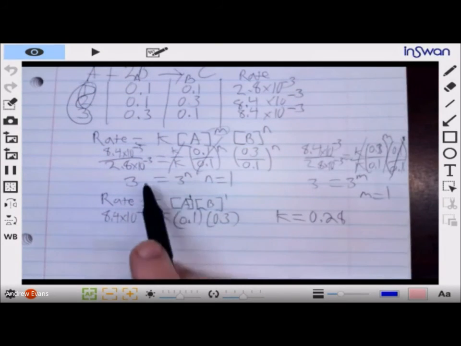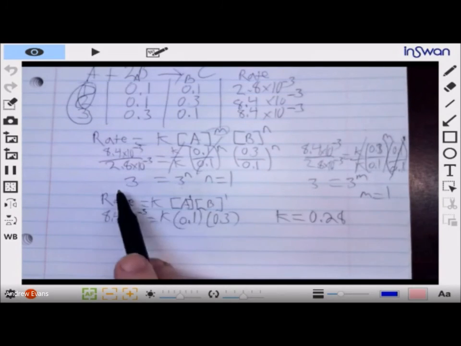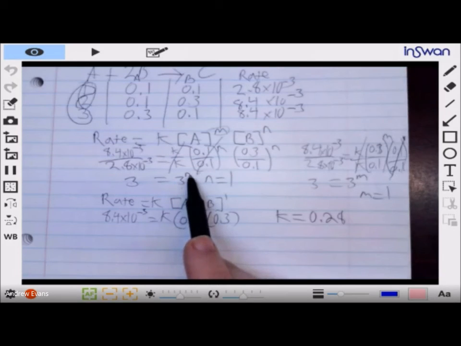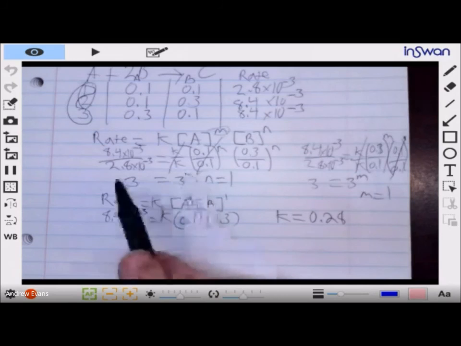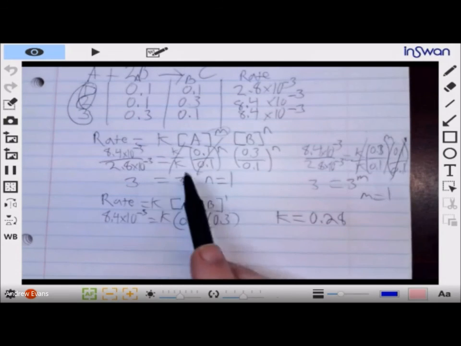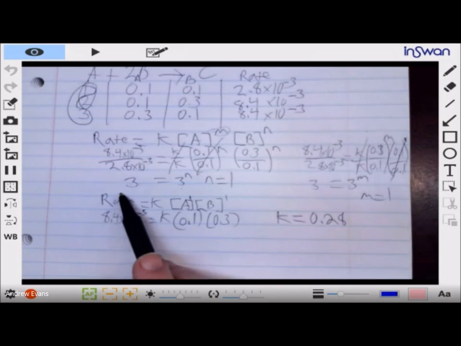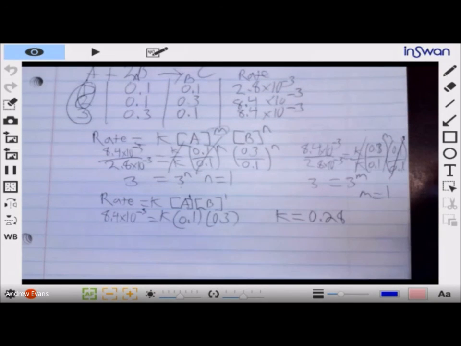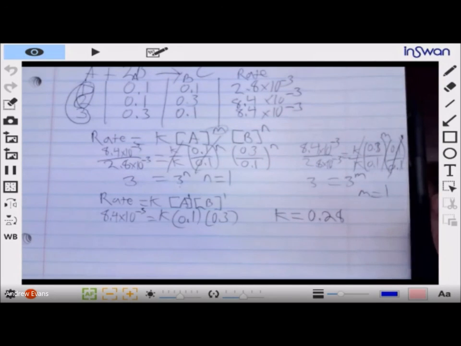Now, these don't have to be 1. What would happen if this was 9 and this was 3? If this was 9 and this was 3, then the order would have to be 2, because 3 squared would give us 9. If this was 1 and this was 3, then the order would have to be 0, because any number to the 0th power is equal to 1. So we have to look at actual data and compare. This could be as complicated or as easy as you like, because you always keep only one thing changing at a time. We're always going to compare two reactions where only one thing changes and look at how the order will change. And that is how you deal with rate law data.